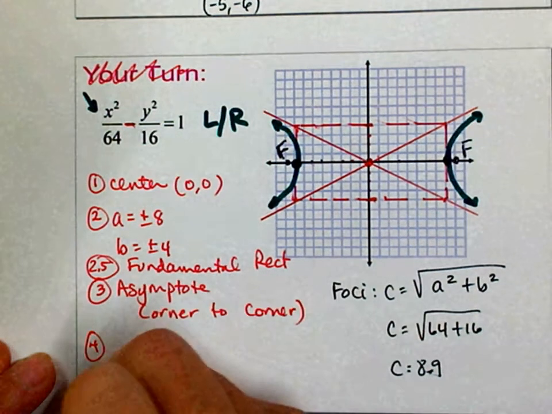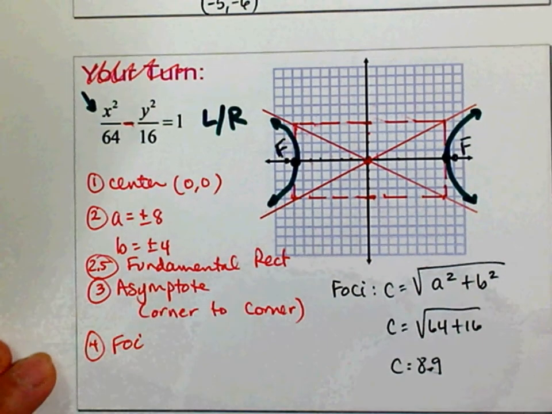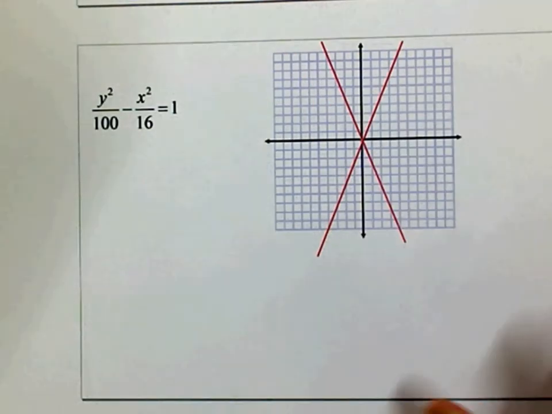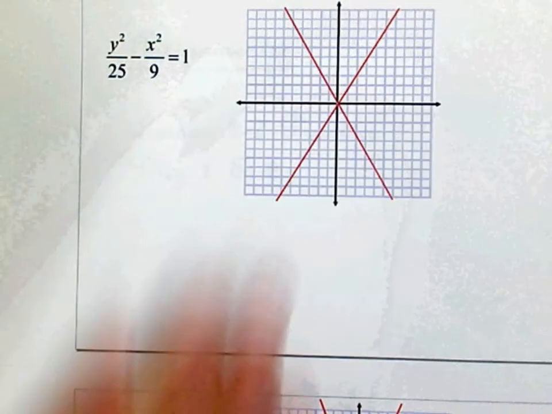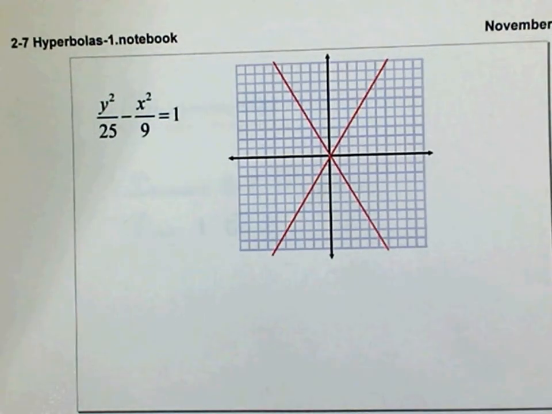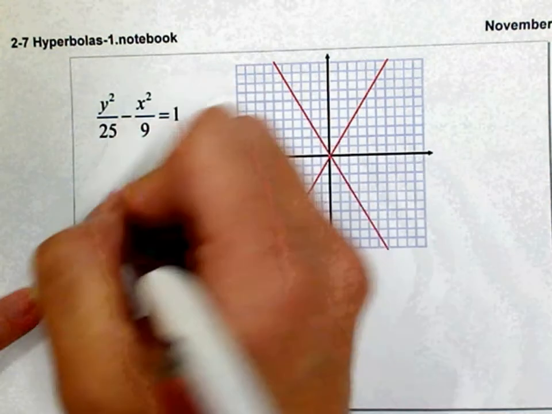All right. Let's do another one together. You guys ready? I wish I didn't have that line drawn on there. I forgot to take that off. That is my fault. Okay. So, let's take a look at this one. Find your center. 0, 0.